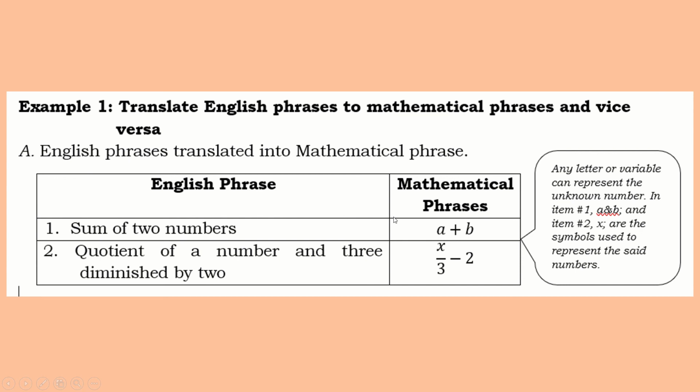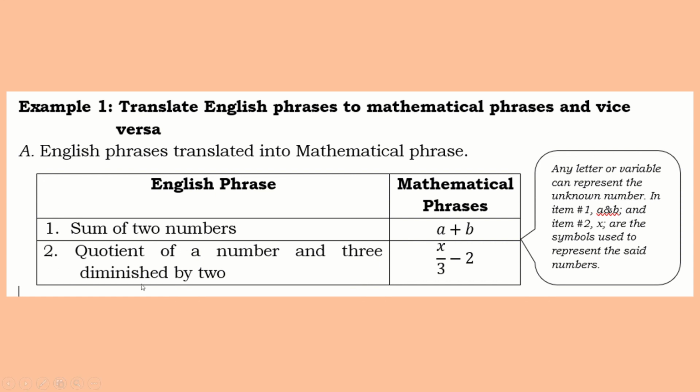If we translate that in mathematical phrases, we have here A plus B. Just like I said before, any letter or variable can represent the unknown number. You can also use here C plus D, X plus Y, as long as it represents two numbers. Next, we have here quotient. When we say quotient, it means division, so we can use the slash symbol. The quotient of a number and 3, diminished by 2.